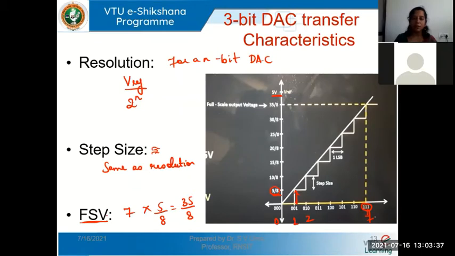Please remember this always. In a digital to analog converter, the full scale output voltage will always be one step less than the maximum reference voltage which has been supplied. Okay. So we can also measure this full scale voltage in a DAC. I hope all these things are clear to you. If you have any doubts, please ask.